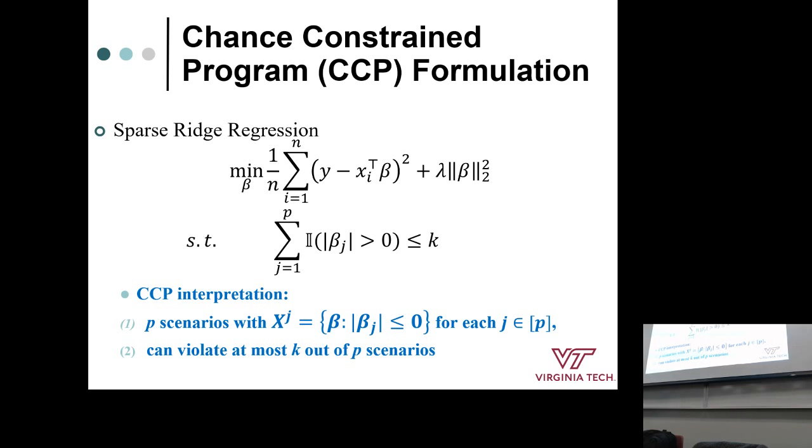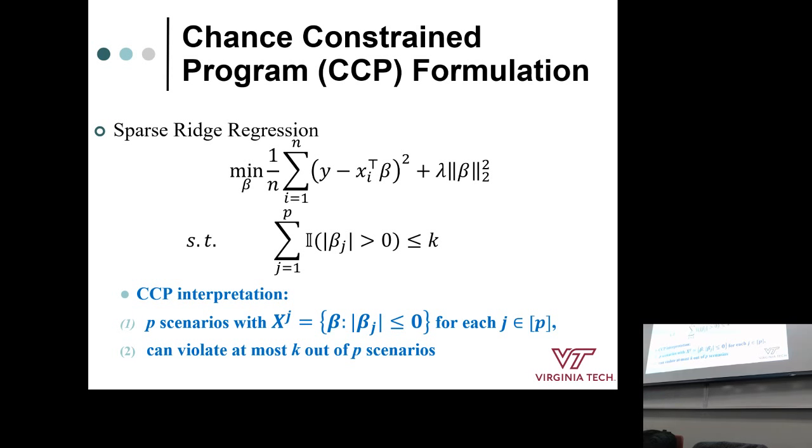You have p different constraints here, and this inequality essentially tells us that you can violate these constraints by at most k. You have p different constraint systems. You don't want to enforce all of them, otherwise beta equals zero. If you look at this one, the norm of beta j less than or equal to zero, this means if you enforce all of them, then beta equals zero. You don't want to enforce all of them, but instead, you want to violate at most k of them.